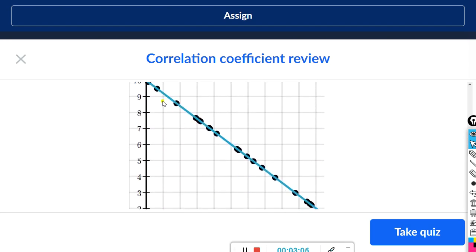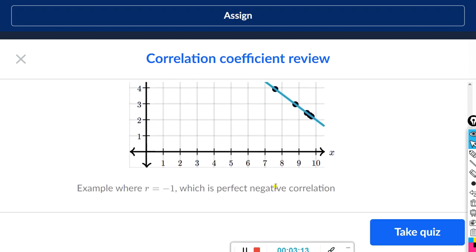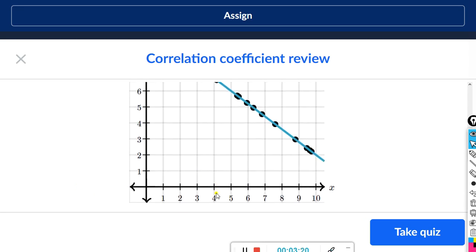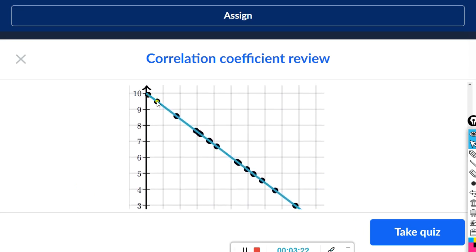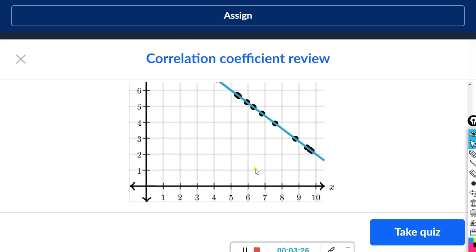All right, and here is a negative slope. The line is perfectly on the dots. That's going to be -1. Again, that is not the slope, although the plus minus sign does match the slope. And it's -1 because the line is on the dots for each case.